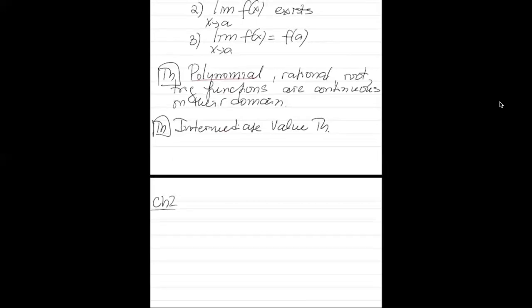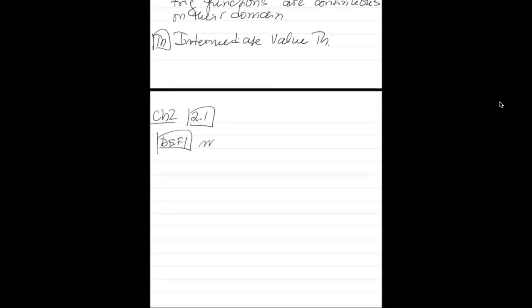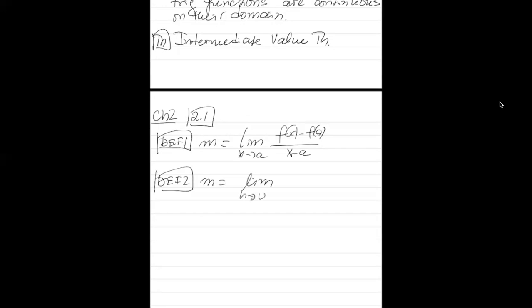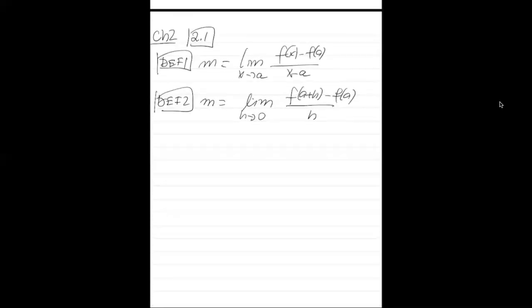2.1, derivatives and the rate of change. So we had two definitions here for the slope. So the slope m can be written as rise over run, but we define it as a limit, f of x minus f of a over x minus a when x approaches a. Or definition 2, well, we use h instead, h goes to 0, and it's in the denominator, f of a plus h minus f of a. So we use those definitions whenever we have to find the slope.